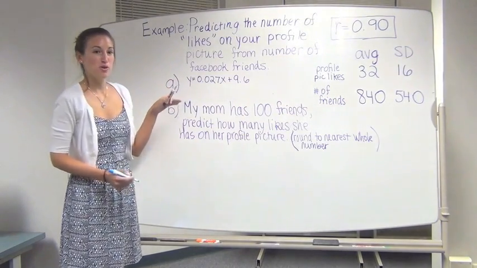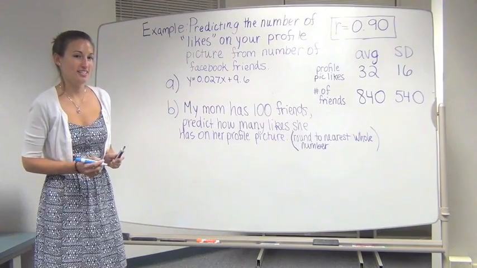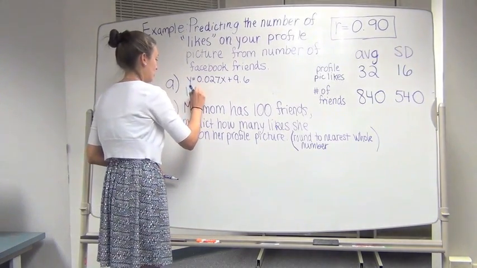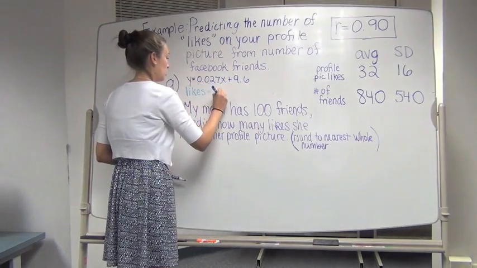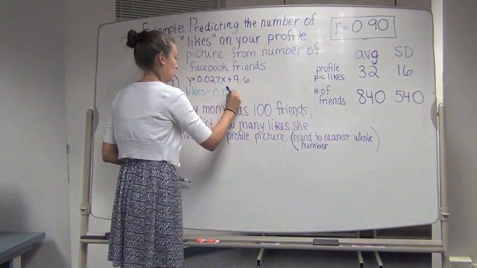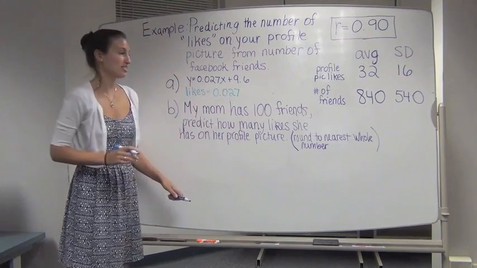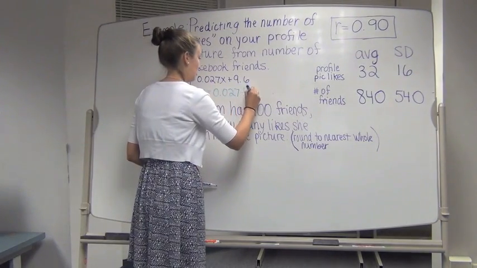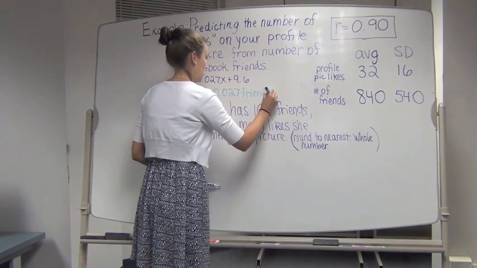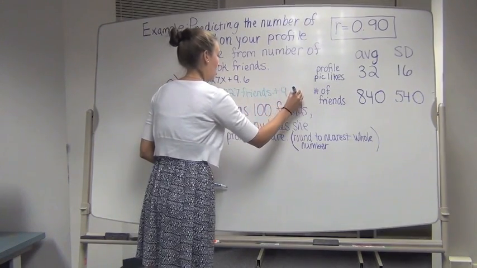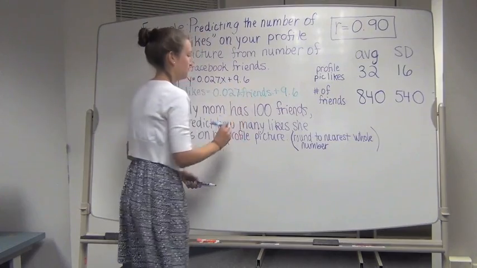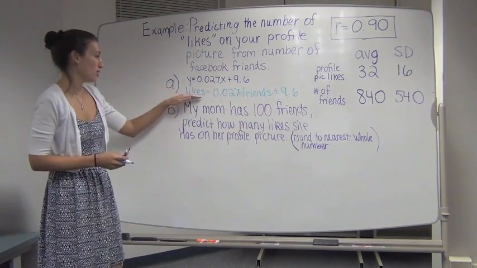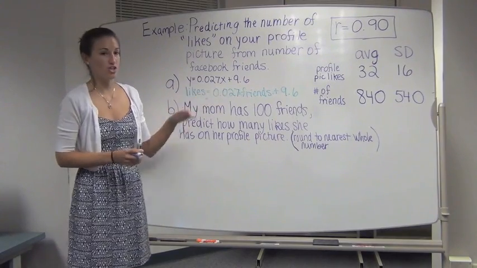So in this problem, what are we predicting again? The number of likes. Right, so let's write this as likes equals the same slope, 0.027, times X. And so if Y is likes, X must be the number of friends, plus our Y intercept. So now we've just rewritten this regression equation, plugging in what our actual Y and X are.